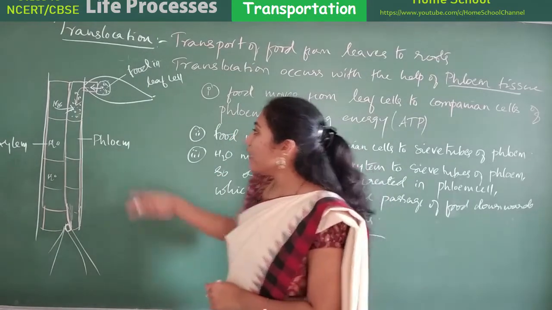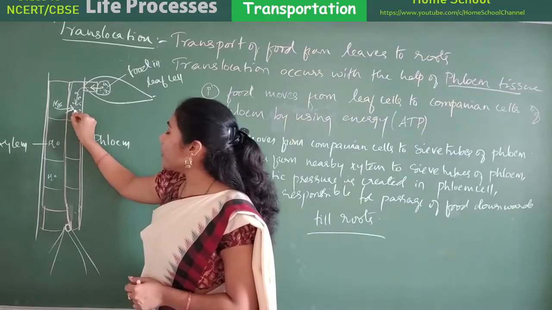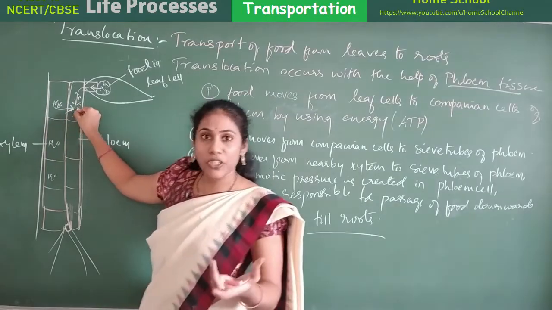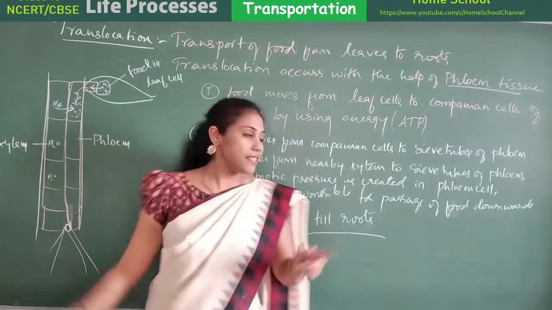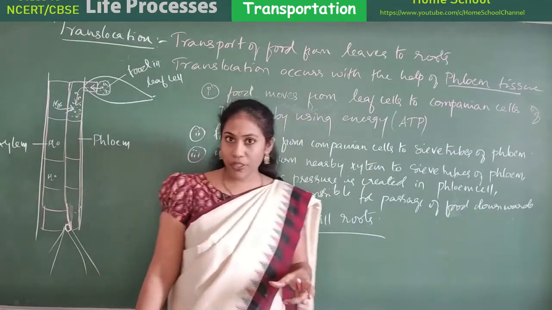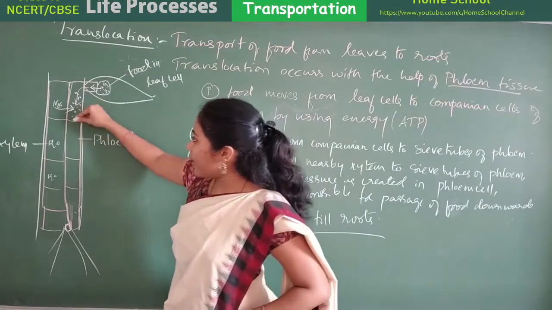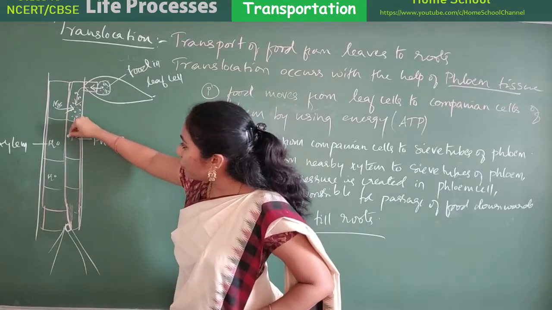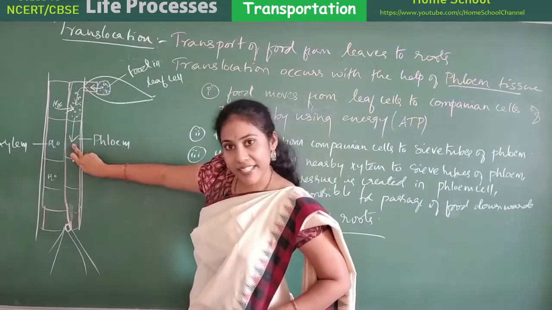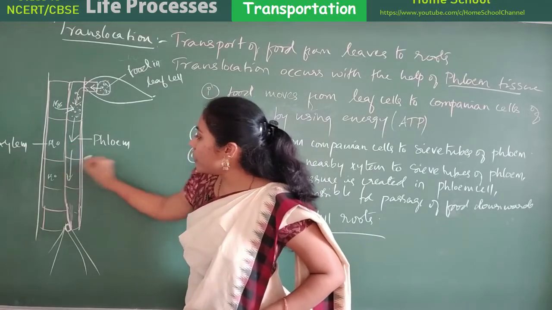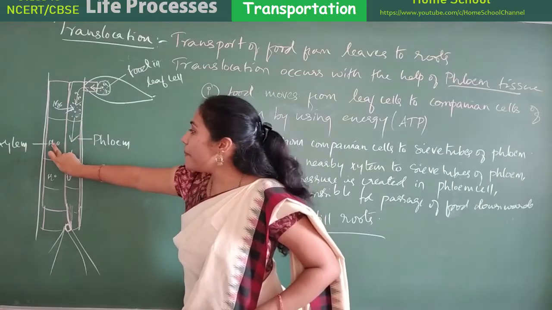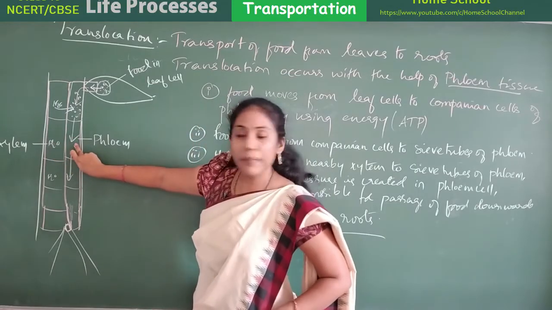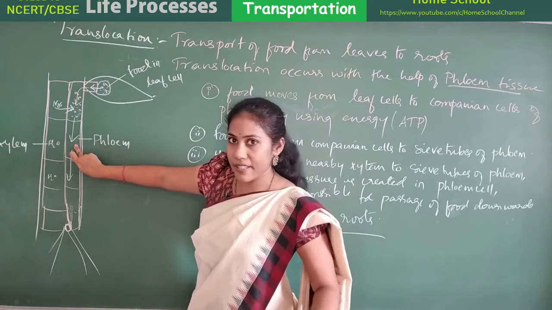Okay, so now what will happen? Lots of water would have moved to this cell, and lots of pressure is created. That pressure created due to osmosis is called osmotic pressure. Since lots of pressure is there, some amount of food would be passed to the next sieve tube, and from here to here, again lots of pressure would be created. Yes or no? And some amount of water would also move from the nearby xylem to the next sieve tube.